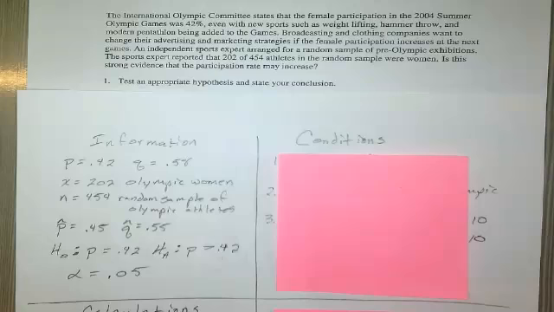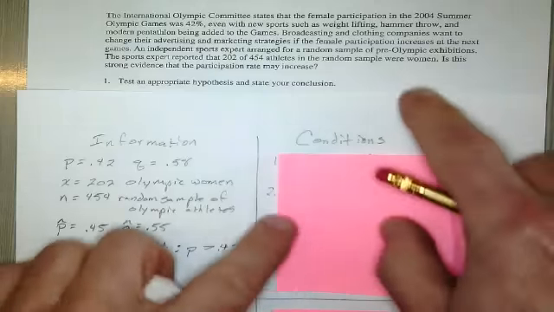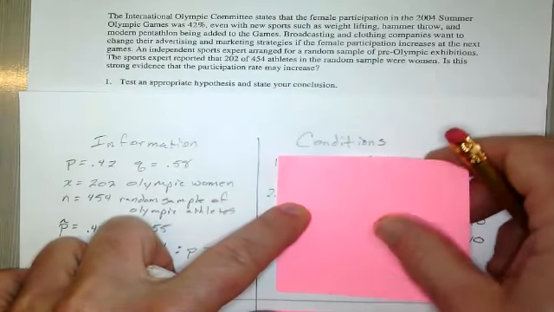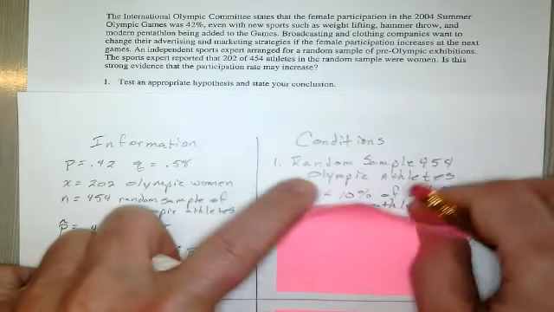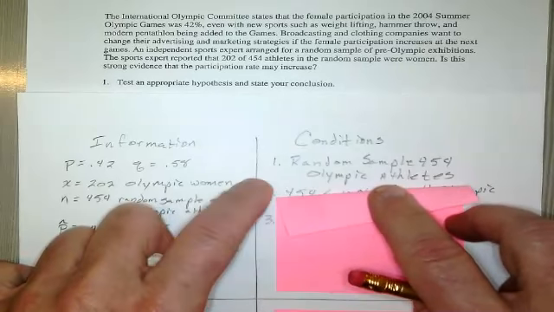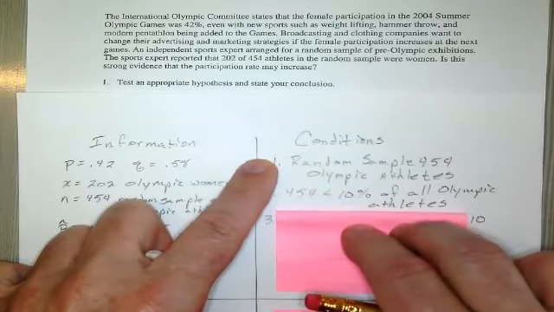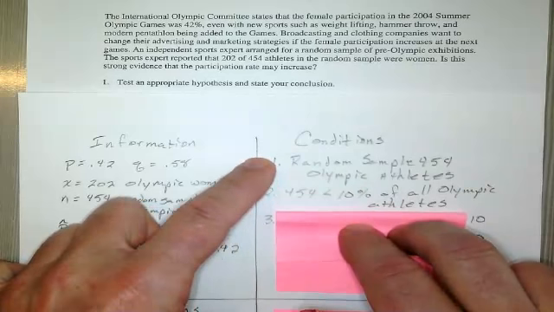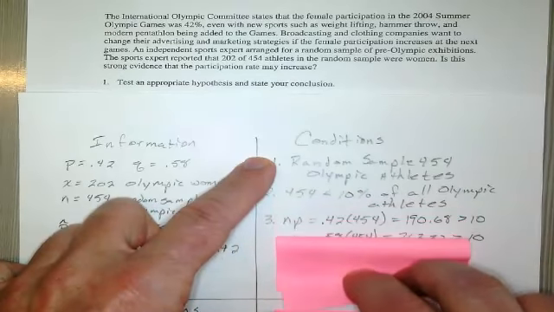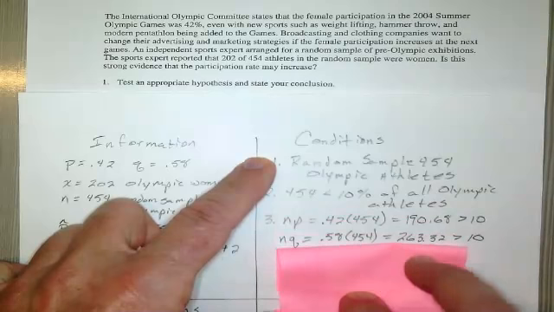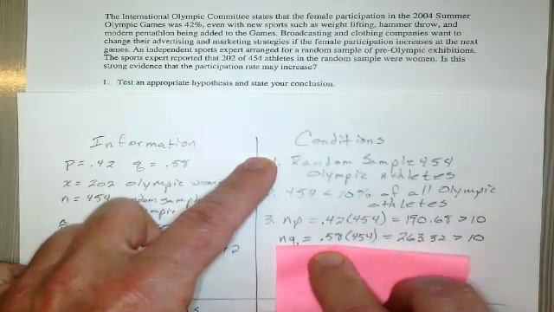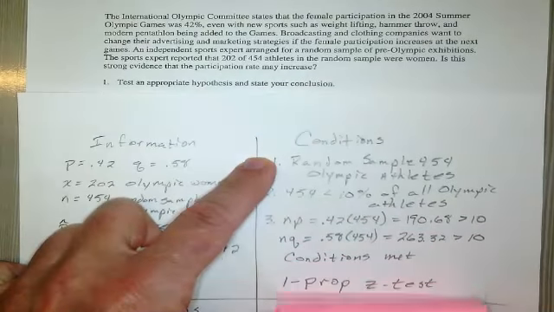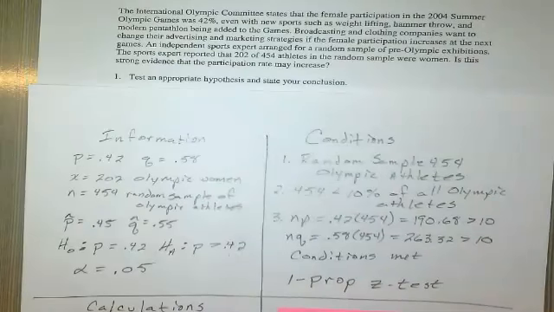So all right, what are our conditions? Well, our first condition mentioned up here is a random sample of Olympic athletes. So a random sample of 454 Olympic athletes. We know that 454 is less than 10% of all Olympic athletes. And then we find our np and nq. They're both greater than 10. Now notice this is p and q, not p-hat and q-hat. And so our conditions are met, and we're going to do a one proportion z-test.